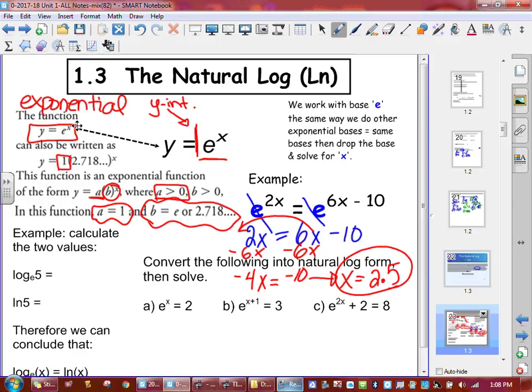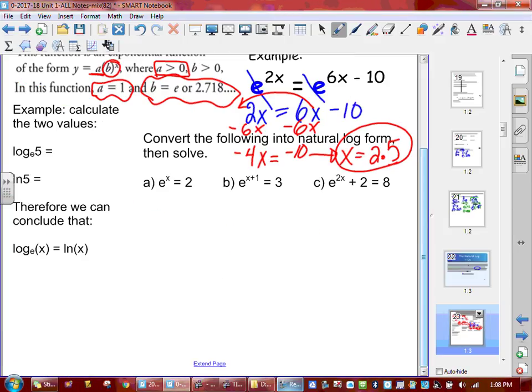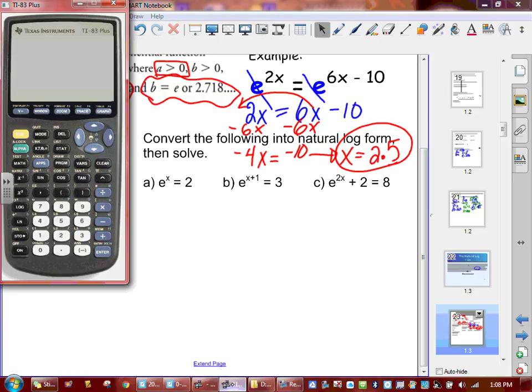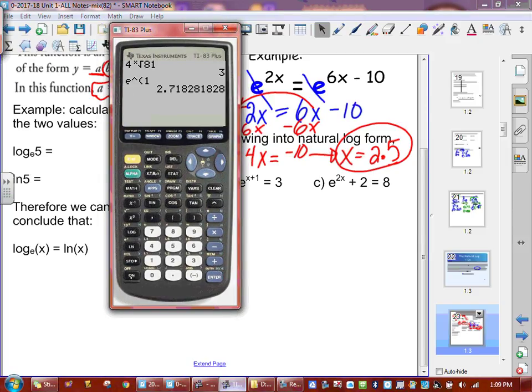All right, we're going to type in a couple of different things in our calculators, and then we're going to solve them. So, back to our calculator. We're going to type in a couple of values. We want to see if they're equivalent. If I write the word log, what is my base? 10. If I write the word ln, what is my base? E. So, log base E of 5. Let's take a look and see what that would give me.